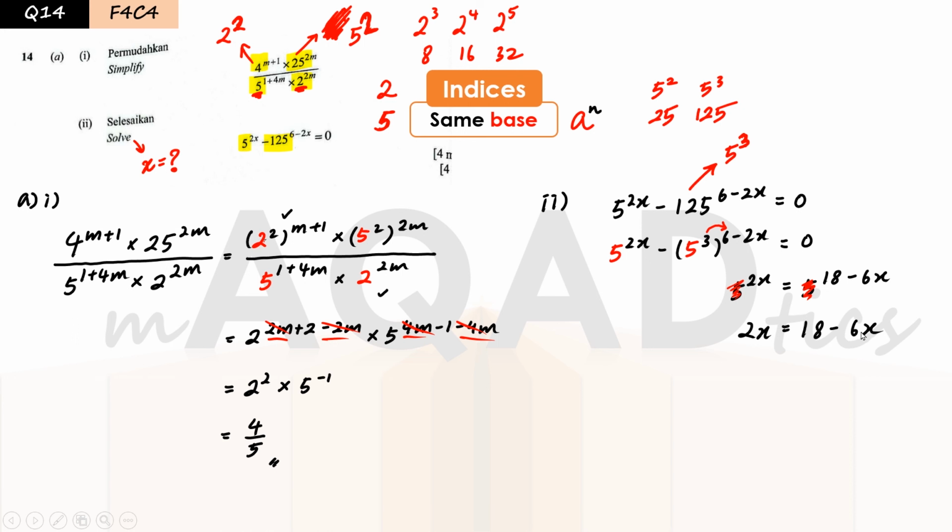For the negative 6x here, I'm going to move it to the left side. So here will be 8x, and then the 8 I move to the other side, so divide with 18, and you will get the x value, which is 9 over 4.